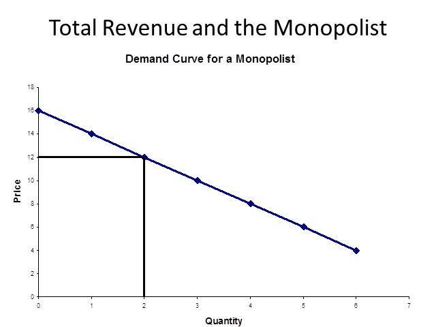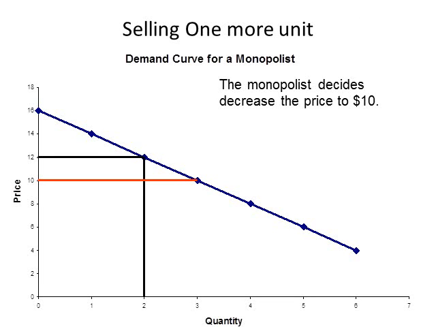Or 14 times 1 is $14, so his or her total revenue would only be $14. So raising the price of the good is not going to increase total revenue. So the monopolist decides to see what happens to demand for the good he or she produces when the price is decreased to $10.